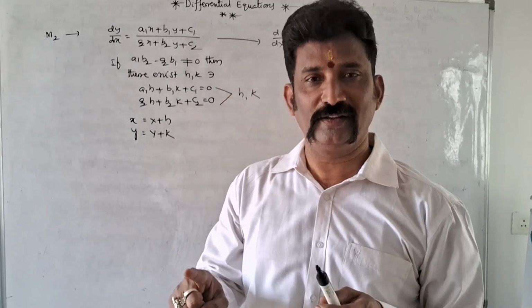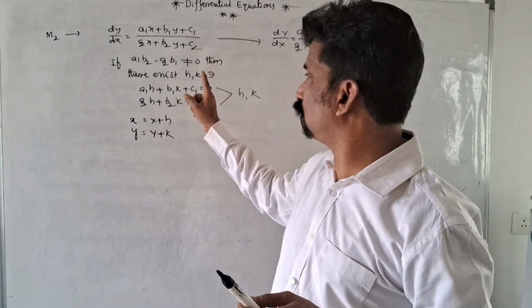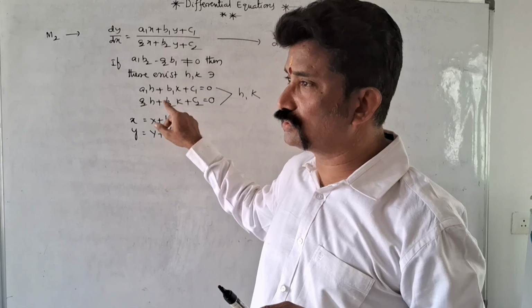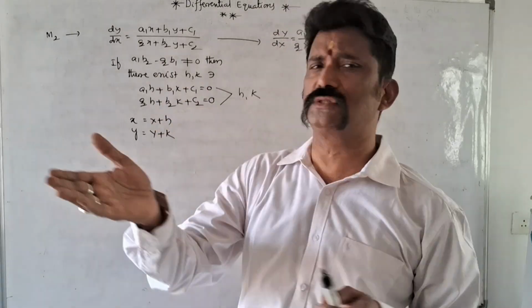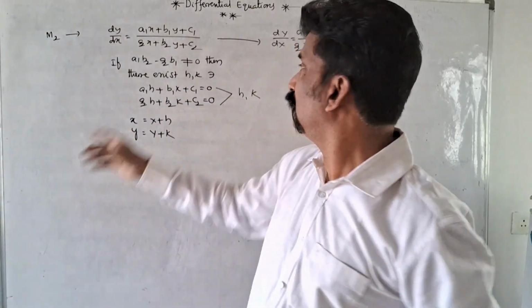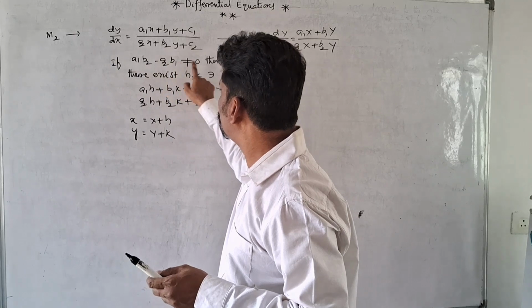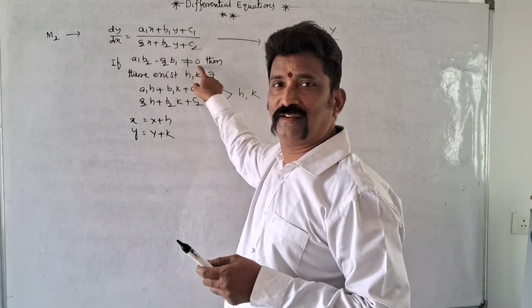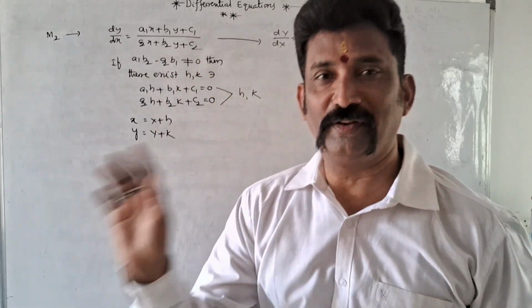Right, once you check it, is a1 b2 minus a2 b1 equal to 0 or not equal to 0, or b1 is equal to minus a2? B1 is equal to minus a2 means very easy. If a1 b2 minus a2 b1 is not equal to 0, then 4 options are given.